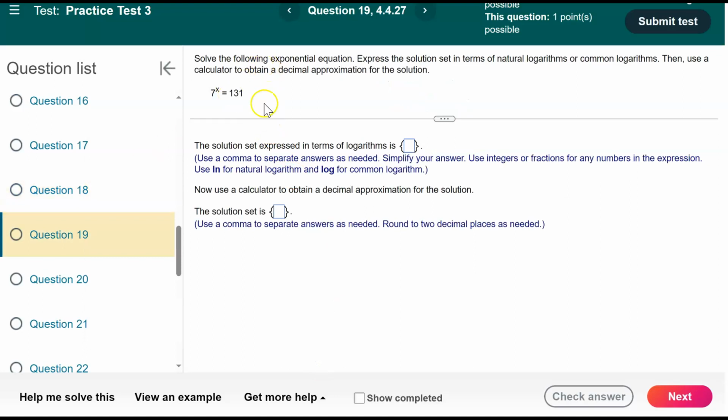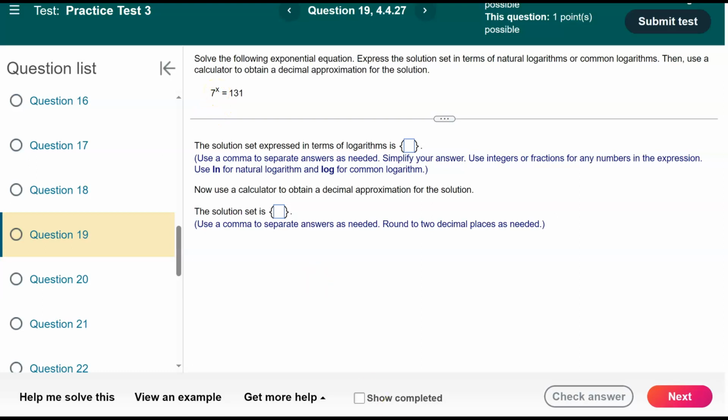For the next number, we are to solve this exponential equation. Express the solution set in terms of natural logarithms or common logarithms. Then use a calculator to obtain a decimal approximation for the solution. That means you first find the exact value, and then you use your calculator. So we want to solve for that x there.